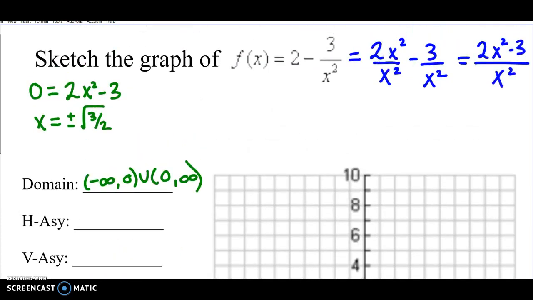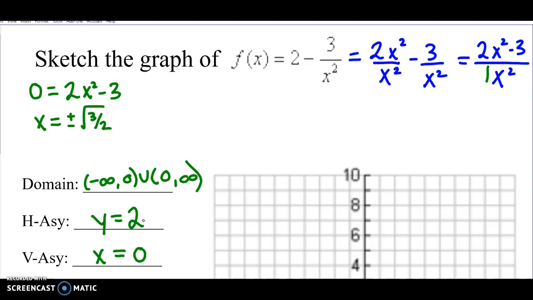Now let's start talking about our asymptotes. For our vertical asymptotes, which I think is easier to find first, we have to look at where the denominator equals 0. That would be at x equals 0. For our horizontal asymptotes, we want to look at the degree of the numerator compared to the degree of the denominator. Both of them are the same. So remember, that's the case where the horizontal asymptote is equal to the quotient of the leading coefficients. So that's going to be y equals 2 over 1, which is y equals 2.